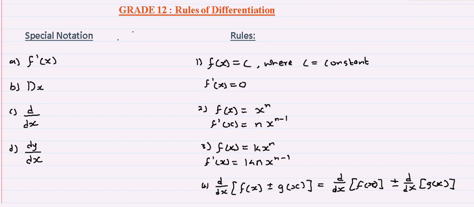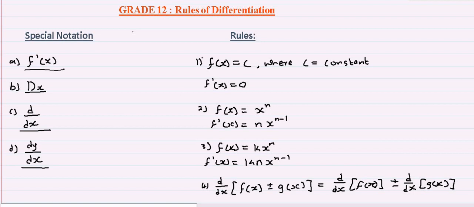So we have special notations which they use to ask the same question. If you see, for example, f prime of x, that just means find the derivative. Second one, if you see dy over dx, that just means find the derivative. If you see d over dx or dy over dx, all these notations mean the same thing. They just mean find the derivative.